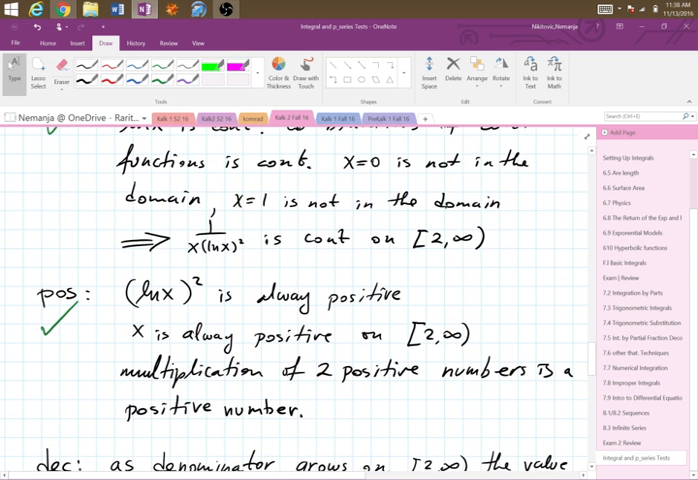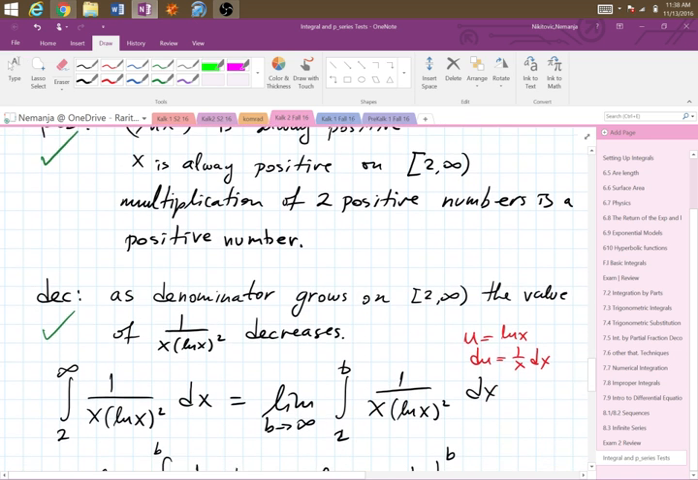Ln x is always positive, and x, which is in front of ln x squared, is only allowed to take on values 2 and higher, which means positive. So now you have a number that is squared, always positive, x that can be taking numbers 2 and more, which is also positive, and you have 1 in the numerator. So 1 divided by the product of two positive numbers is altogether positive, so the function is always positive. That's a quick one. And then we have the decreasing.